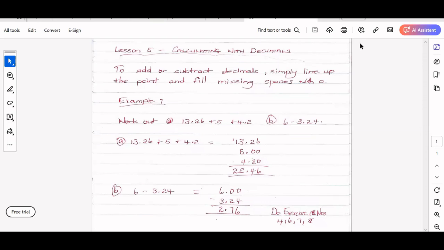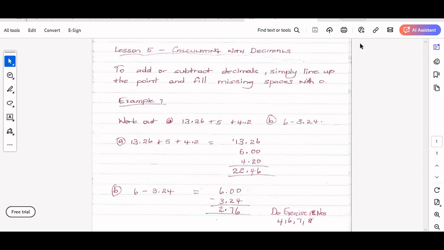Welcome to Lesson 5 of Section 1 in Chapter 1, where we are dealing with computation and numbers. This lesson is about calculating with decimals. Now, a decimal is another way of writing a fraction, right? So you have a point and something after the point. It's a part of a whole.